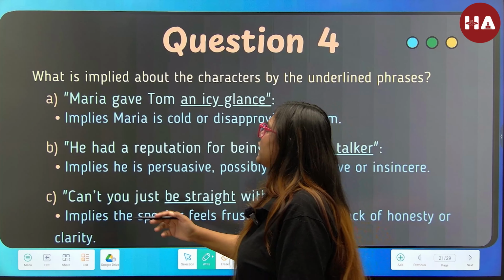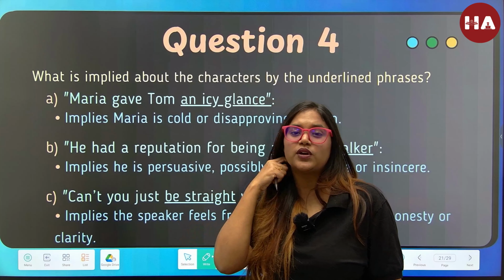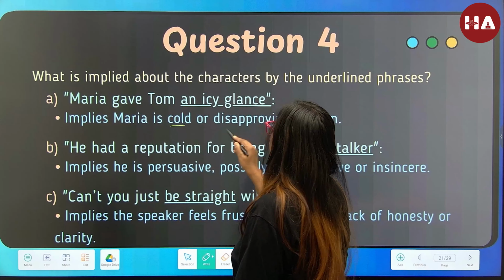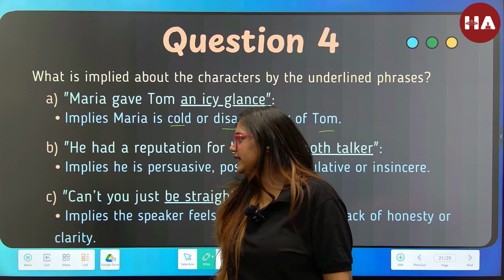So Maria gave Tom an icy glance. When you say an icy glance, what does that mean? That means Maria is giving a cold or disapproving look to Tom. Alright, let's see the next one.